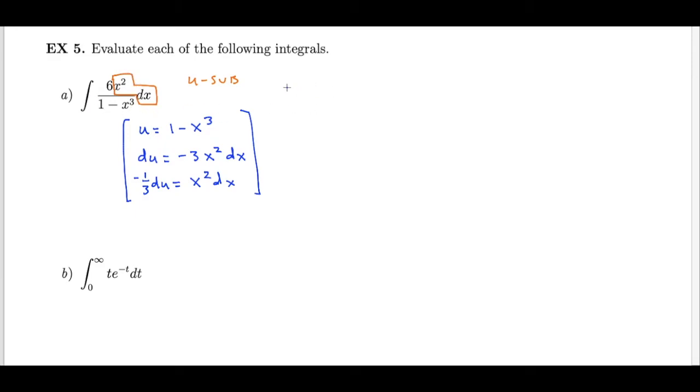So using this substitution, I could rewrite my original integral. I could bring the 6 out front if I felt like it. And then instead of x squared dx, I'm going to make the substitution of negative 1/3 du. And then instead of 1 minus x cubed, I will write that denominator as just u. Cleaning that up a little bit, I get negative 2 times the integral of du over u.